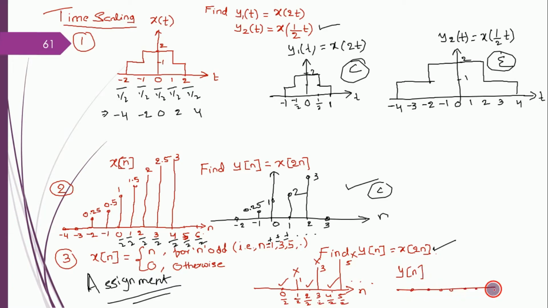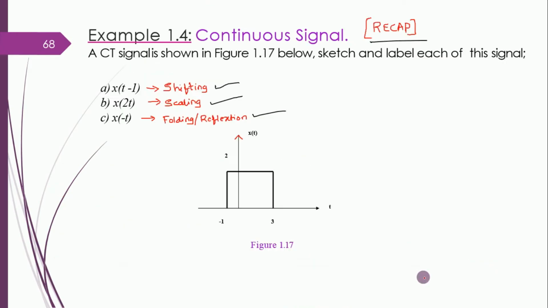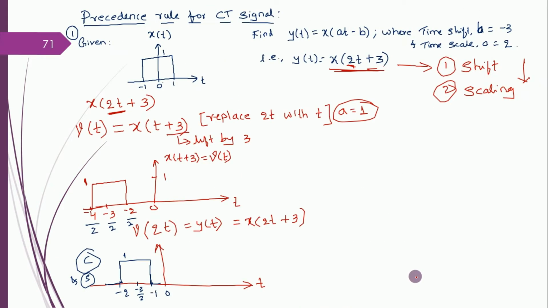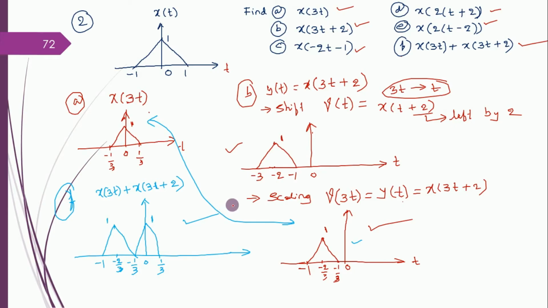Hence, your y of n signal would look like this: everywhere 0. You take any value of n, the amplitude of the signal is 0. Hence it is a zero signal.